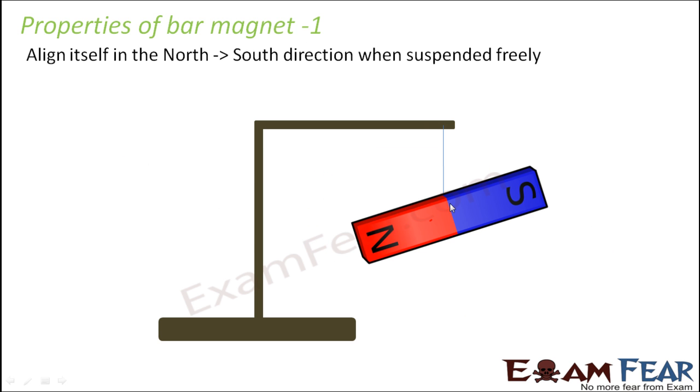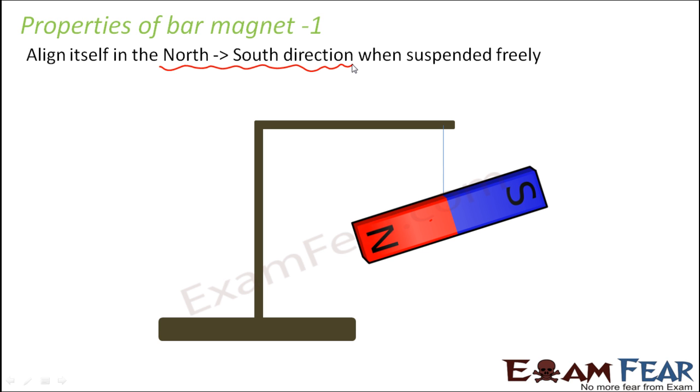So let us start discussing some of the basic properties of a bar magnet. To keep things simple, we are using a bar magnet throughout. It has been observed that if you take a bar magnet, tie it to a thread, and suspend it freely from a stand like this, what do you observe? You will observe that the bar magnet always aligns itself in the north-south direction when suspended freely.